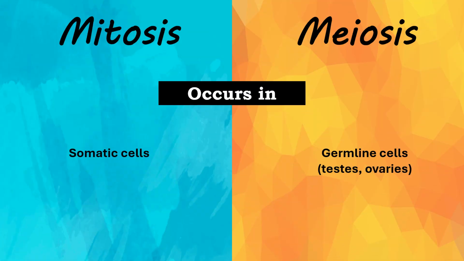Mitosis occurs in somatic or body cells. These include skin cells, muscle cells, and any other non-reproductive cells. It allows for cell turnover and growth. Meiosis is restricted to germline cells found in the gonads, testes in males, and ovaries in females. It prepares cells for sexual reproduction by forming gametes.